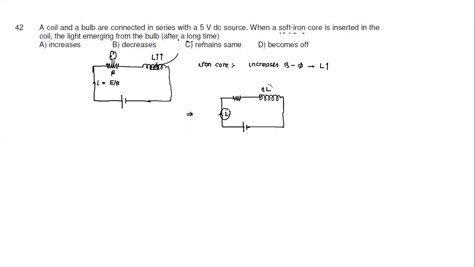This property of the iron core, you will study a little more as a part of magnetic properties of matter. But what we know now is that when we insert an iron core, the magnetic field increases. If the magnetic field increases, because of flux density, the flux increases and inductance will increase. That's the only thing. But a change in inductance does not affect the long-term current. So the current will remain the same, and the brightness also remains the same.